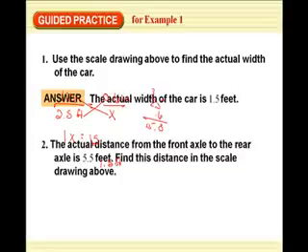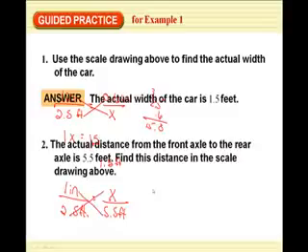Find this distance in the scale drawing above. So the scale is, again, the same scale, 1 inch equals 2.5 feet. This time they're telling us that it's 5.5 feet. They want to know what is it in the inches in the scale. So we'll do our cross products. 2.5 times x equals 5.5 times 1.